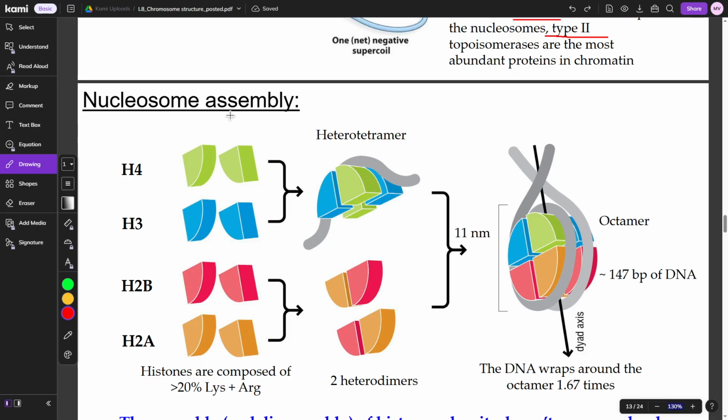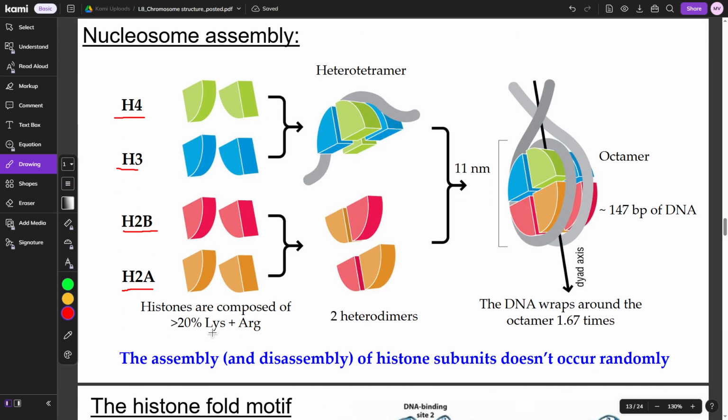Okay, for the nucleosome assembly, essentially, I would say this is something you should probably put on your note card. Basically, you're going to have a couple different types of histones: histone 4, histone 3, histone 2b, and histone 2a. The histones are composed of a lot of lysines and arginines. Each histone is made up of amino acids because they're all proteins, but at least 20% of each histone is made up of lysines and arginines, which are both positively charged at neutral pH.